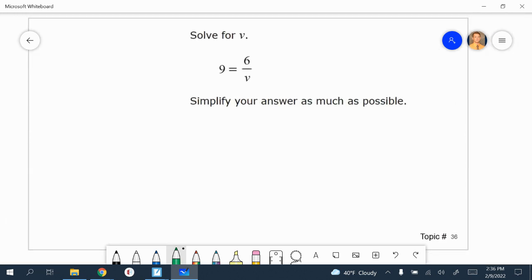Topic number 36. Looks pretty easy to start with. It's not a one-step equation, and some people still get tricked on it. I'm going to have to multiply both sides by v to get v out of there. If I do that, then I'll have 9v on one side. Those would cancel. I'll be left with a 6 over there. Divide both sides by 9. We get v equals 6 over 9, which is really 2/3.